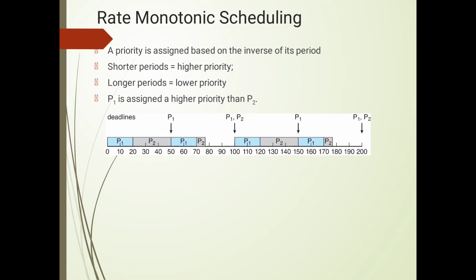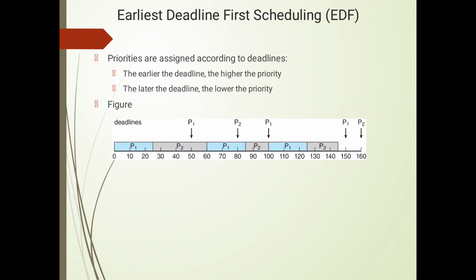Next, rate monotonic scheduling. A priority is assigned based on the inverse of its period. Shortest periods get higher priority, longest periods get lower priority. The process with the shortest period is executed first, since it has the highest priority.